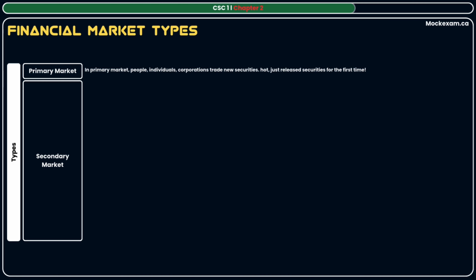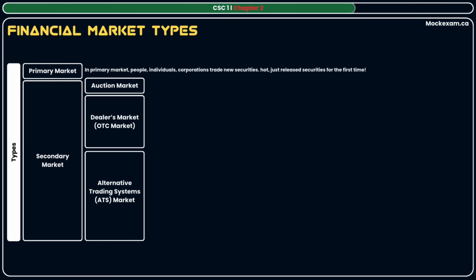Let's dive deeper into the secondary market. There are three main types of markets where stocks and fixed income securities can be traded: auction market, dealer's market, or the other name is over the counter market, and alternative trading systems or ATS.